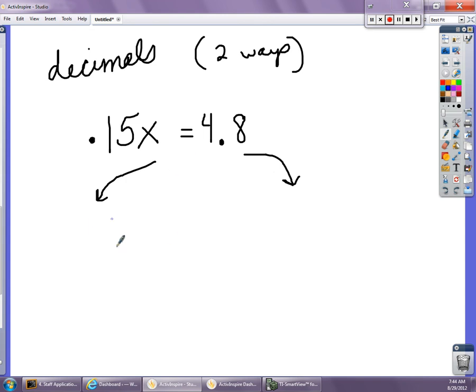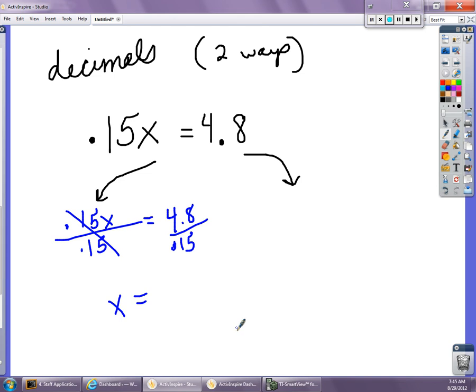For decimals, there are two ways you could cancel out decimals, just like you could for fractions. The first way, you could do it like normal. If you have negative 15x equals 4 and 8/10, you could just divide both sides by negative 0.15, which equals 4 and 8/10 divided by that number. And again, you could just put this right in your calculator and you get an answer.